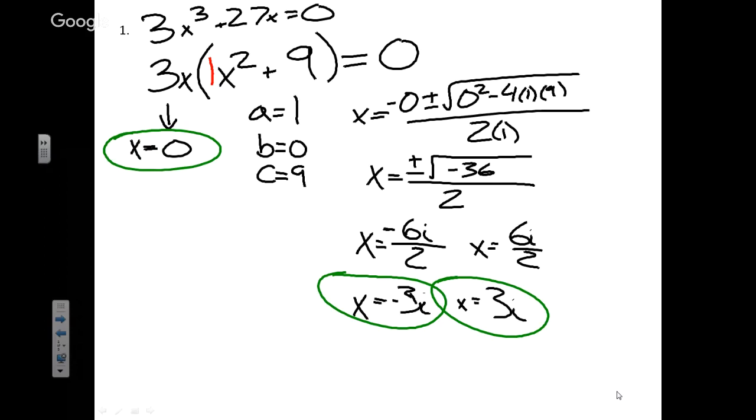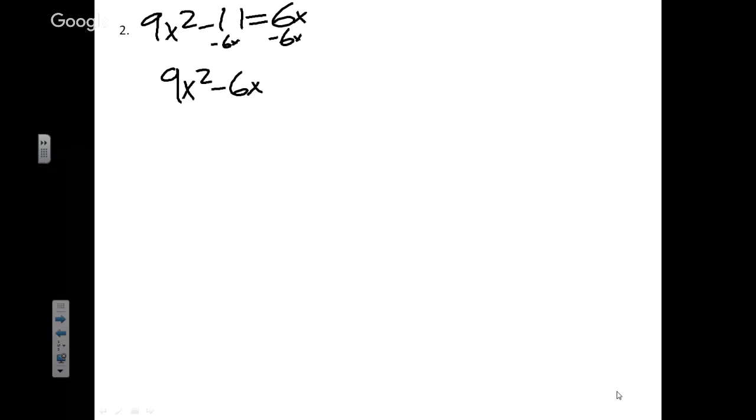Cool. So we're going to look at the second one, which was 9x squared minus 11 equals 6x. So what's going to be the first step with this one? Yeah, subtract the 6x. So we subtract the 6x from both sides. Then we bring it down and we get 9x squared minus 6x minus 11 equals 0.